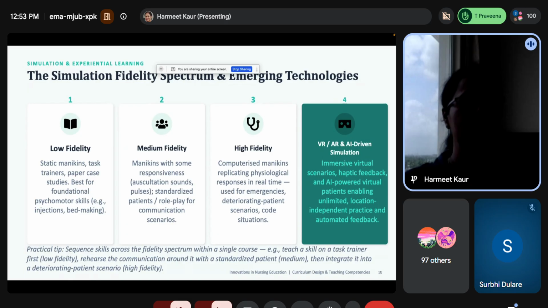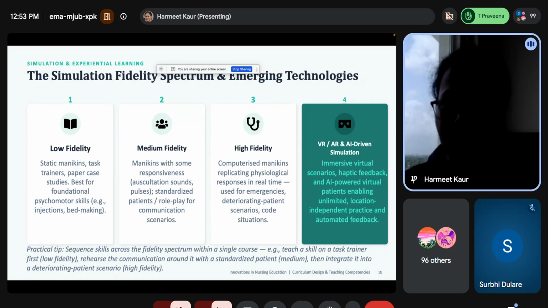Like the patient has come in the emergency and suddenly something changes. You say that the patient's heart rate is going up. What are you supposed to do? Okay, the patient's heart rate is now 150. Let the student see what the student should be doing in that condition. So that is known as medium fidelity.